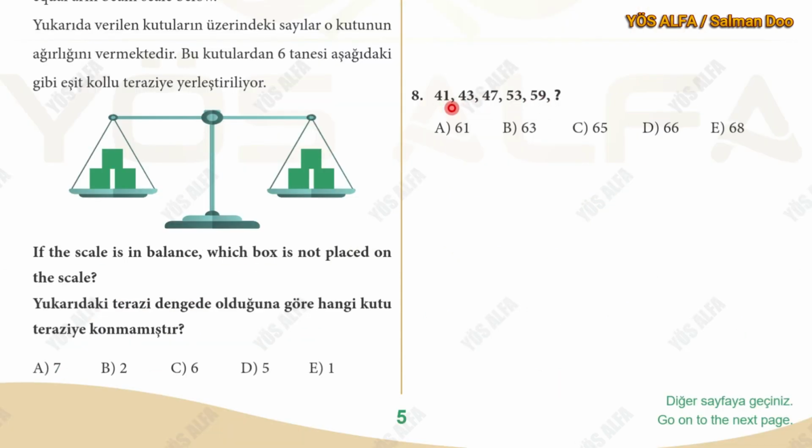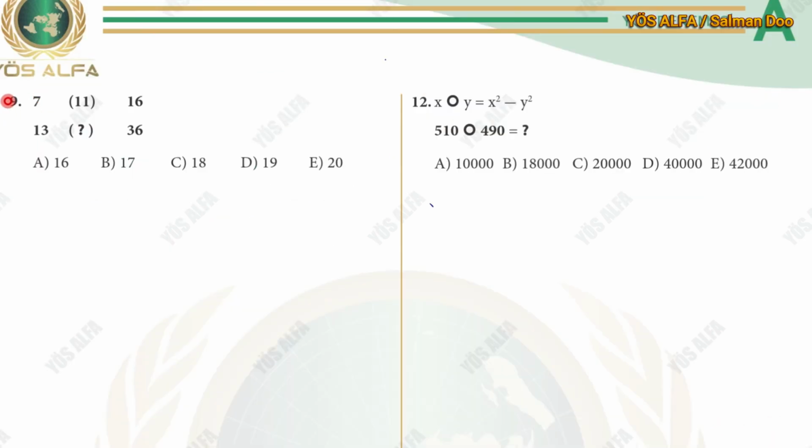Number series again. And this is the prime series. 41, 43, 47, 53, 59. What is the next prime? It's 61. So the answer is A. Number 9. Number relations. 7 plus square root of 16 is 11. So 13 plus square root of 36 is 19. So the answer is D.